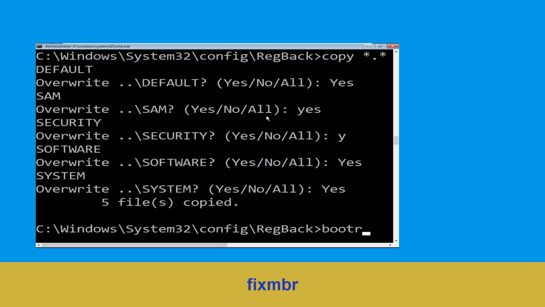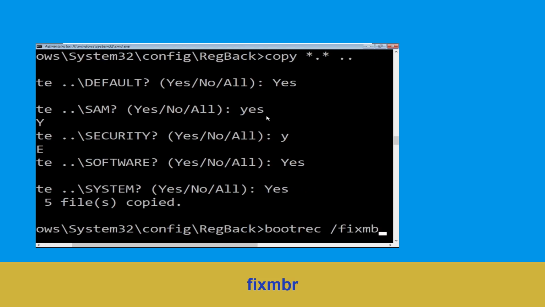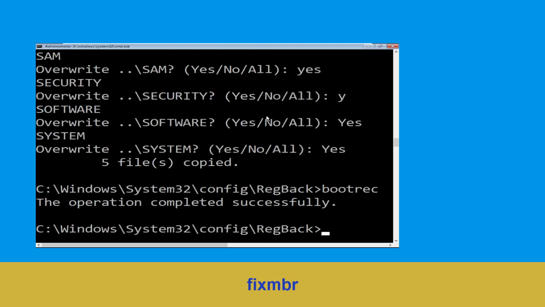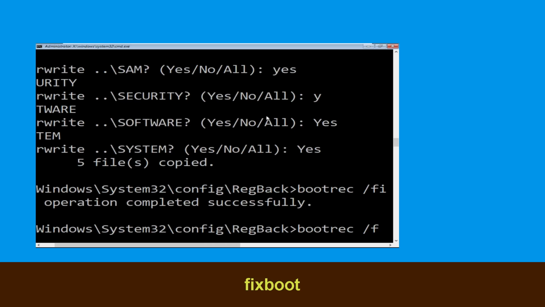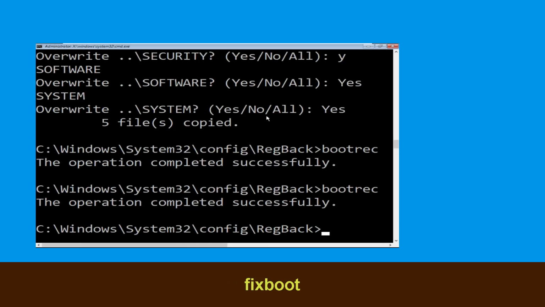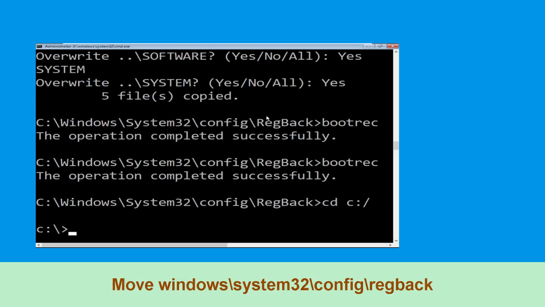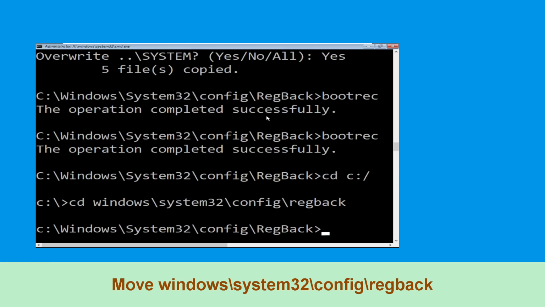Now execute this command. Type bootrec /fixmbr and simply hit enter. Now type in bootrec /fixboot and simply hit enter to execute the command. Now type cd c:/ and simply hit enter. Now type this command cd windows/system32/config/regback and simply hit enter to execute the command.